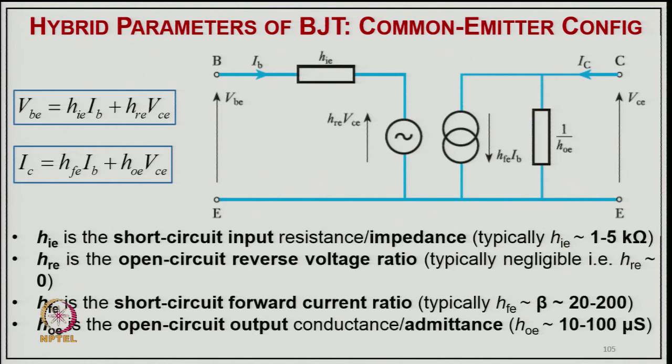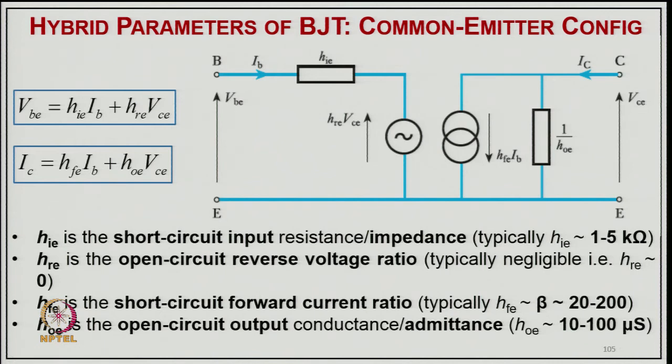So, HIE is the short circuit input resistance or impedance, and typically the HIE value is 1 to 5 kilo ohm. HRE is the open circuit reverse voltage ratio, and typically it is of the order of 0. HFE is the short circuit forward current ratio, that is normally the current gain, of the order of 20 to 200. And HOE is the open circuit output conductance or admittance, of the order of 10 to 100 microsiemens.